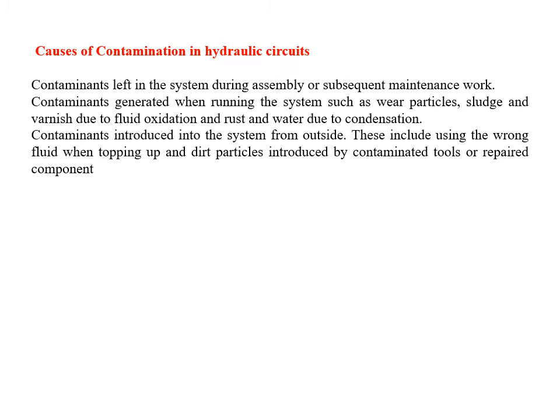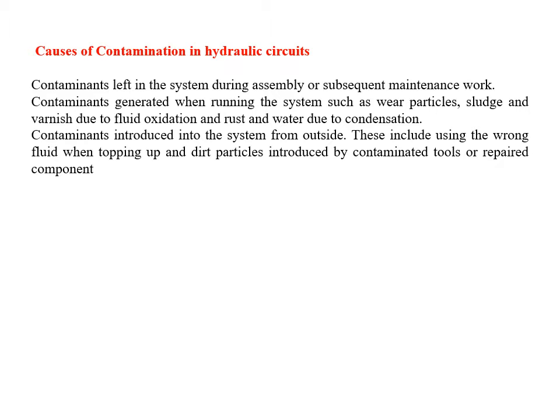So what are the causes of contamination in a hydraulic circuit? The major contamination causes are discussed in this slide. Contamination is left in the system during the assembly or subsequent maintenance work. Then contaminants are generated when running the system, such as wear particles, sludges and varnishes formed due to oxidation, and rust formation because of water condensation. These are some major causes of contamination.